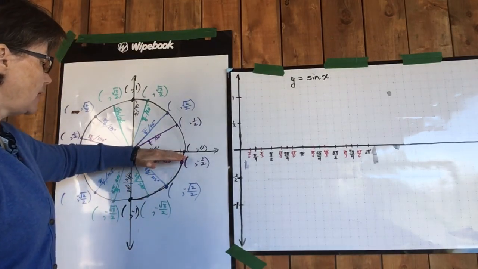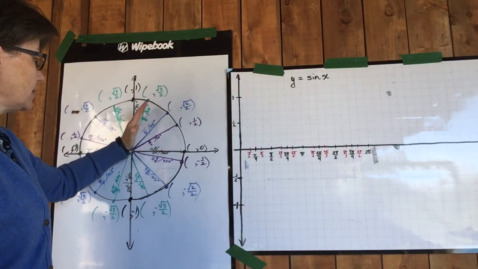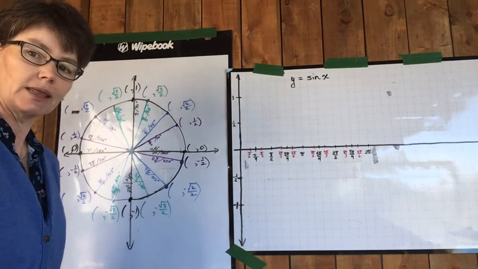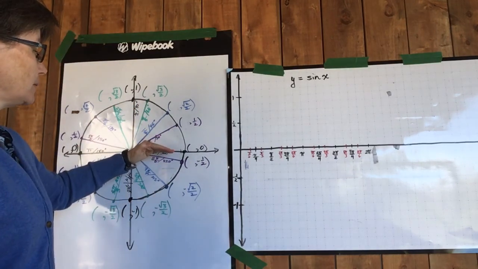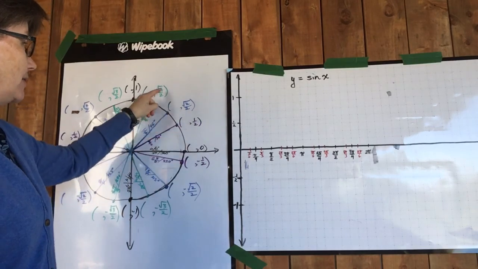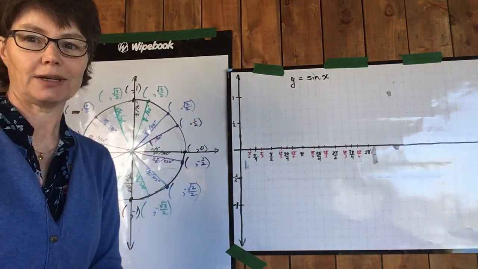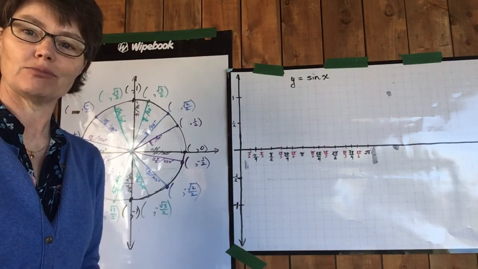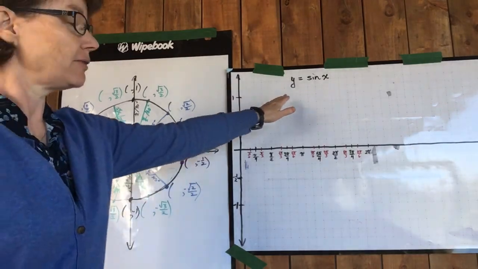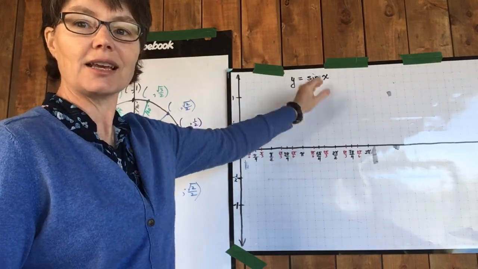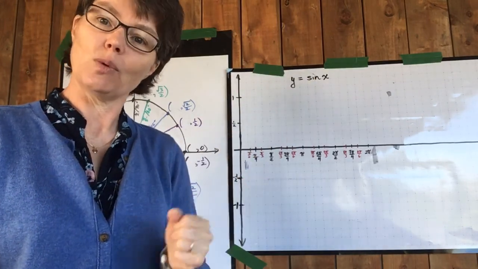Remember, we have our angles all the way around in degrees and radians. I've put them on there. You'll notice something is missing on this unit circle. I only put in the y coordinates, and the reason for that is we are graphing y equals sine x, and sine x refers to the y coordinates.